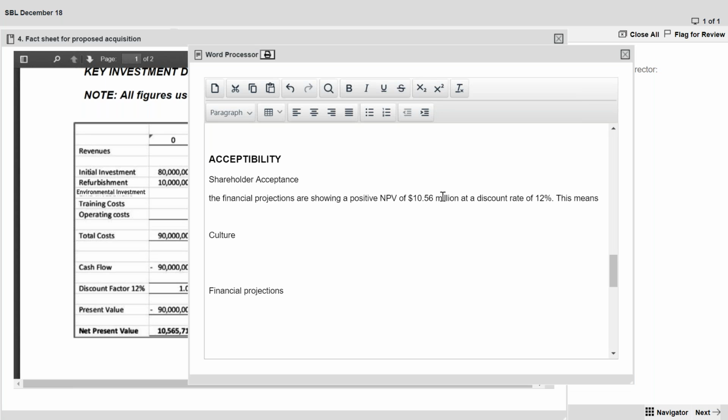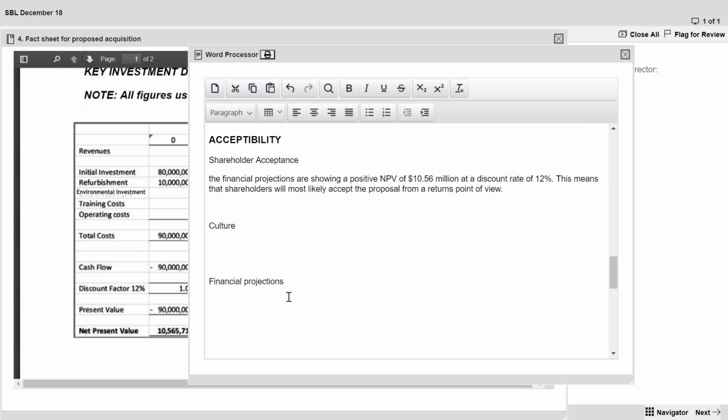This means that shareholders will most likely accept the proposal from a returns point of view. As simple as that. Now the other observations I would put under financial projections. First of all, I will say the payback of the project is 3 years and 7 months, or whatever you guys calculate. I don't give a damn about it.